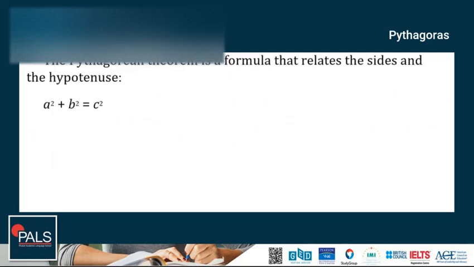The Pythagorean theorem is a formula that relates the legs and hypotenuse: the sum of the squares of each leg is equal to the square of the hypotenuse, or the longest side. That's why we have the formula a squared plus b squared is equal to c squared.